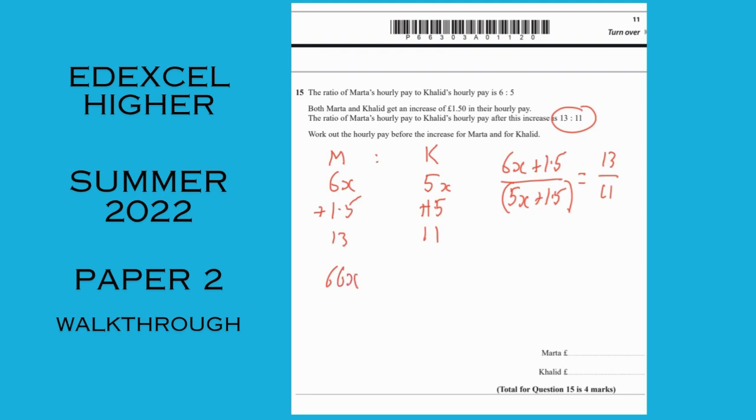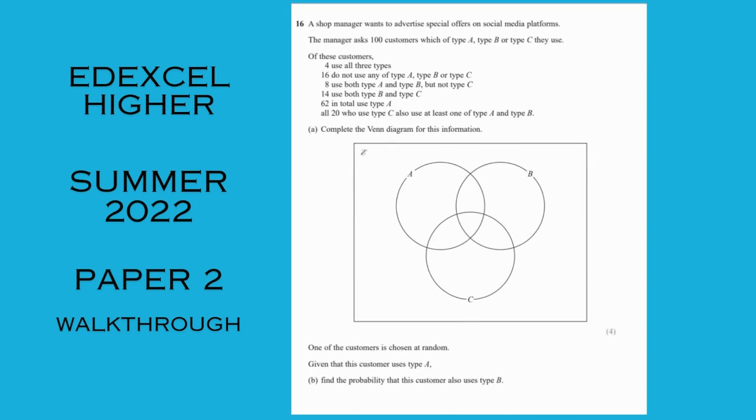Use your calcs if you need to. 66x, 16.5, 65x, 19.5. And when you subtract 65x from both sides, 16.5 from both sides, you get a nice number of 3. So M gets 6 lots of 3, K gets 5 lots of 3. Not a nice looking one, that, but keep it in proportion. But yeah, it's a hidden algebra.